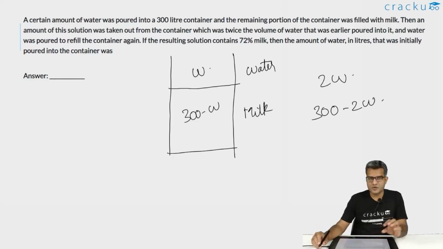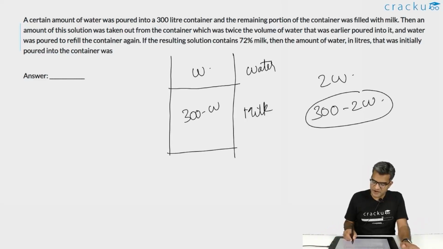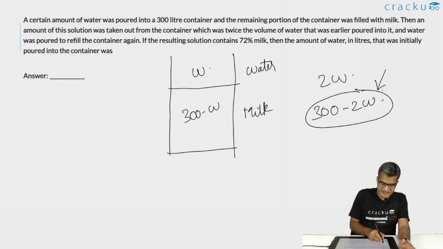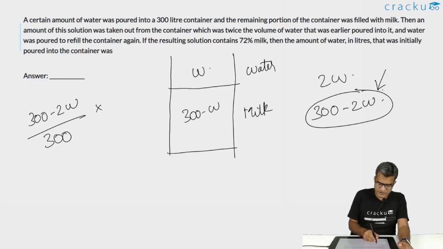So once this 2W is removed and it is replaced with water, what is the amount of milk that is remaining? The amount of milk that is remaining is only part of this 300 minus 2W. So the amount of milk that is remaining is 300 minus 2W divided by the total volume, which is 300, into 300 minus W.